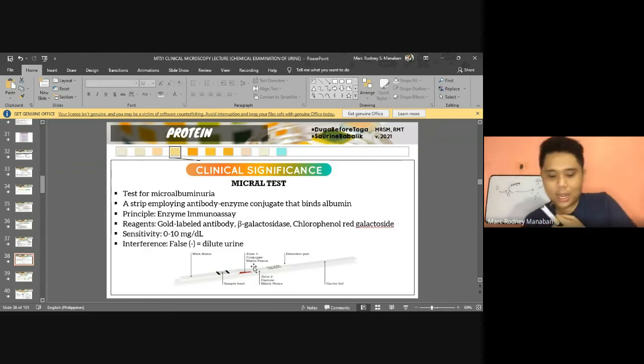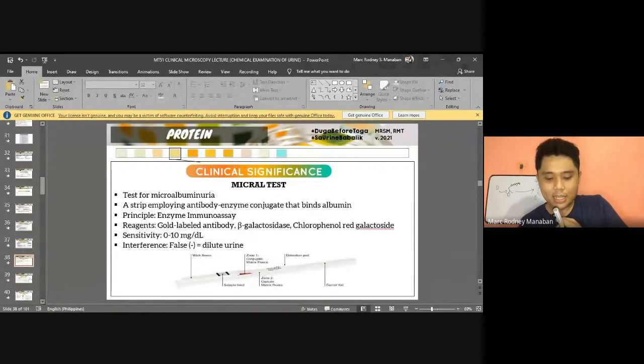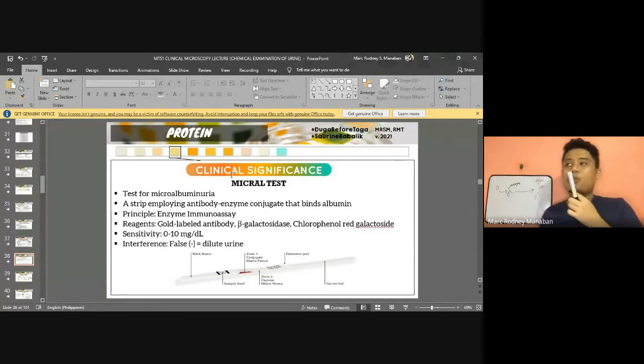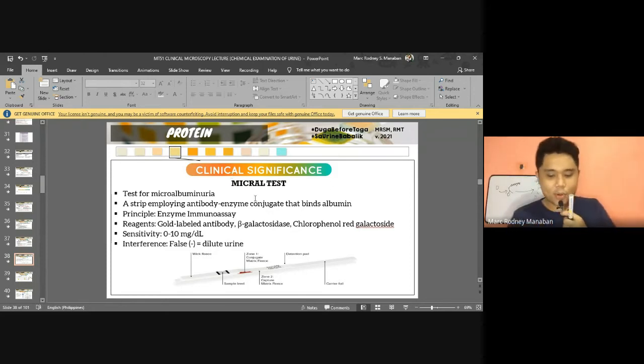All right, so sensitivity, again, is 0 to 10 mg per dL. And false negative is, of course, dilute urine, all right? Because again, when you say dilute ang urine, meaning gamay ang protein na naa. So it can affect your detection because gamay ang albumin na naa. So false negative kay diluted man ang urine. Gamay ang protein na naa because of the diluted state of urine. Okay? All right, ayan. So that's for the micral test.